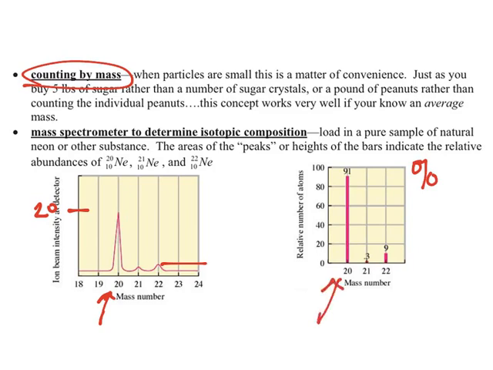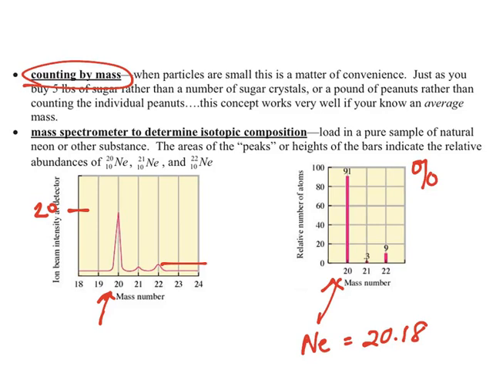Same thing, now you just see it in a different representation here. Again, 91% of the atoms that we find have a mass of 20, so therefore we would expect that average to be pretty close to 20. When you actually look up the average atomic mass of neon, it is 20.18. So again, we can use that to estimate.